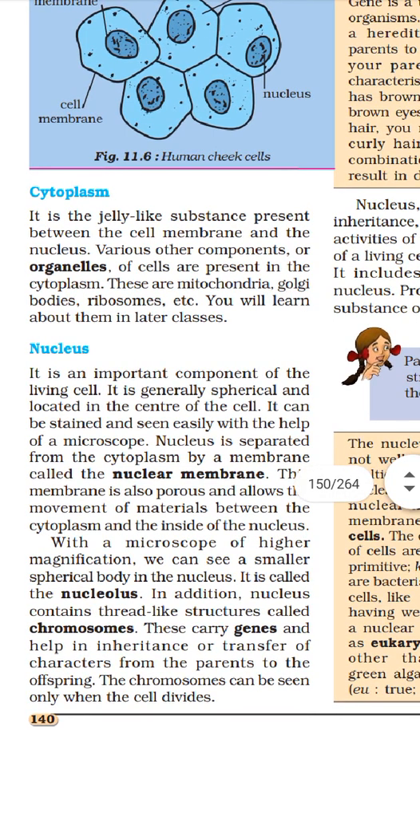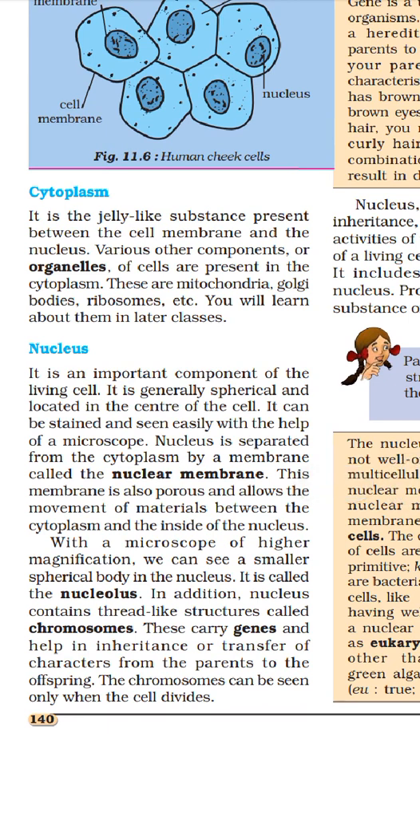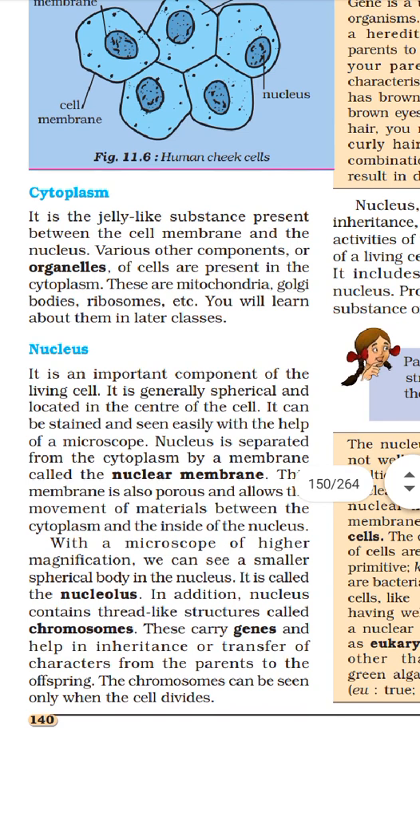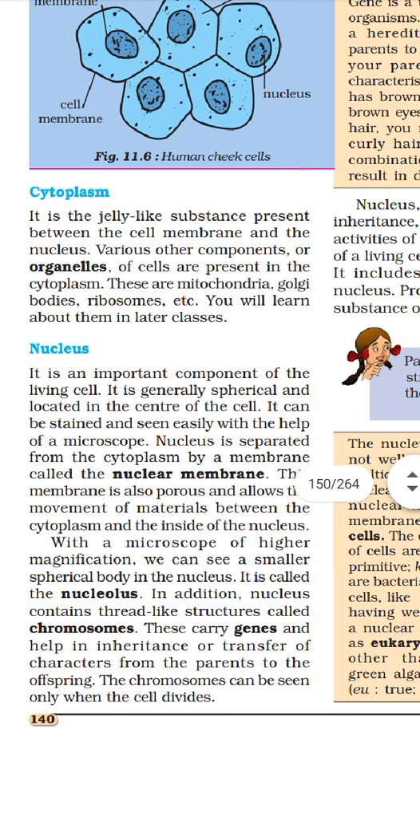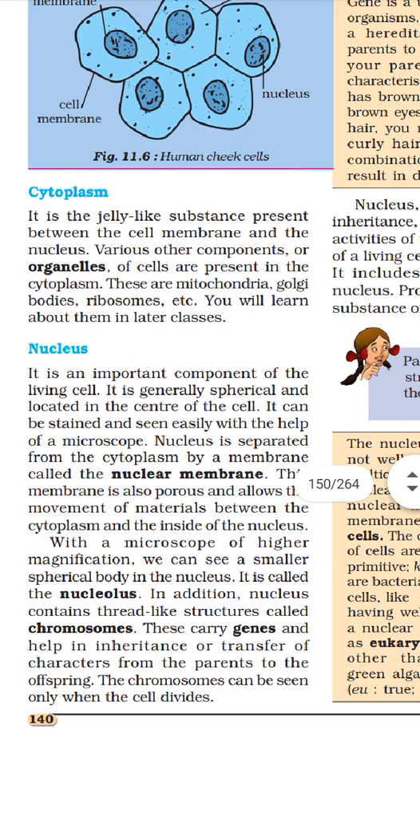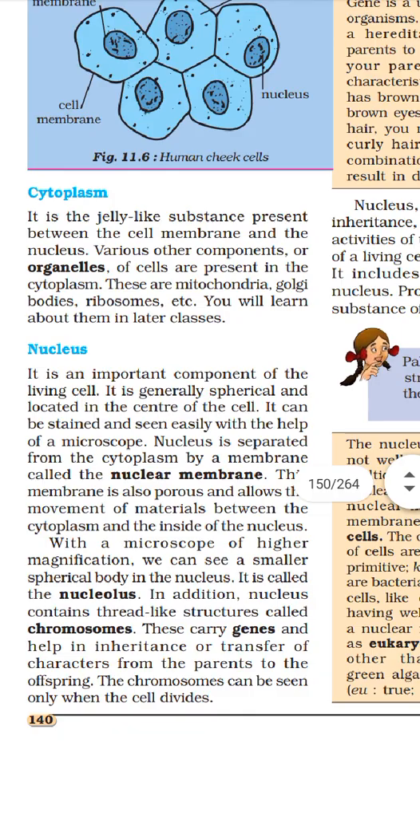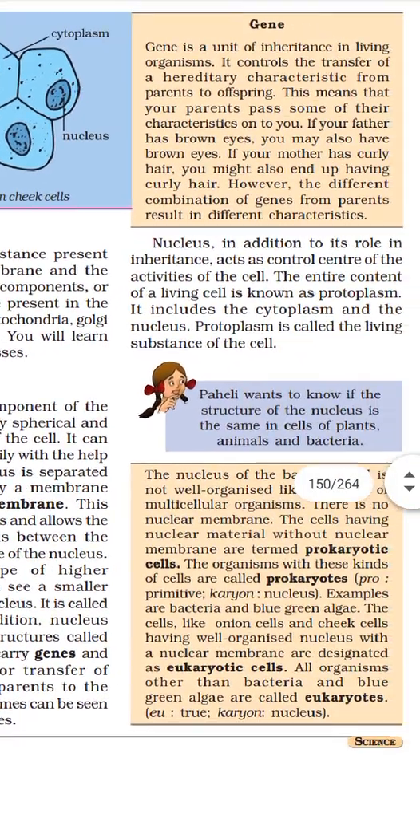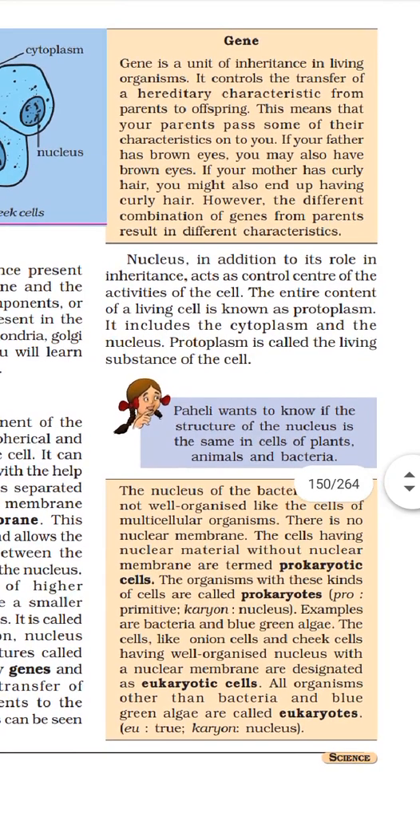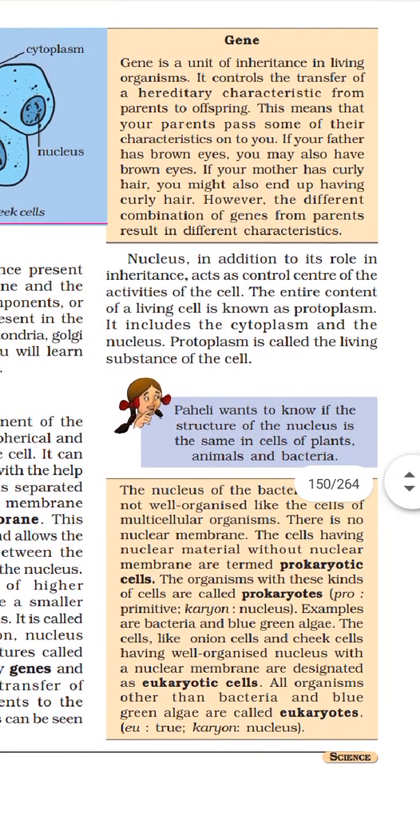This membrane is also porous and allows the movement of materials between cytoplasm and inside of the nucleus. With a microscope of higher magnification, we can see a smaller spherical body inside the nucleus. It is called nucleolus. In addition, nucleus also contains thread-like structures called chromosomes. These carry genes and help in inheritance or transfer of characters from parents to offsprings. Nucleus, in addition to its role in inheritance, acts as a controlling center.